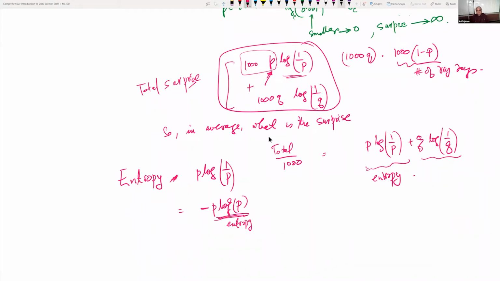But remember that intuitively, it's much better to think of it as this. This is the surprise. This is the proportion of surprise. It gives you the average surprise, and that gives you the intuition. So we created another measure that we have.